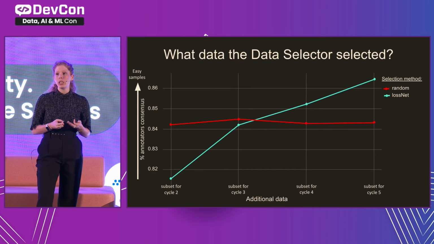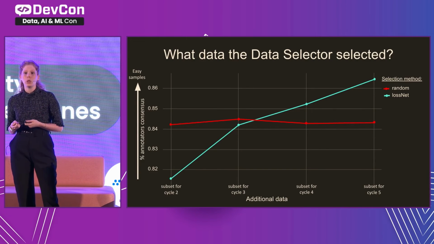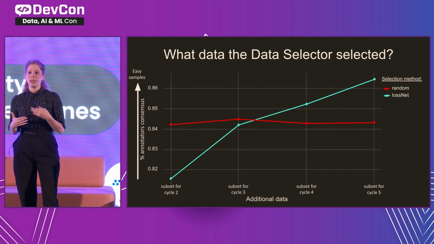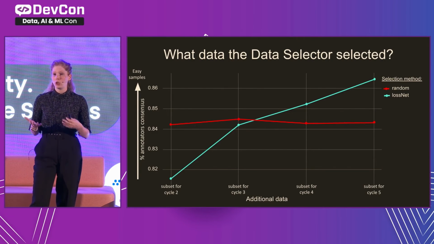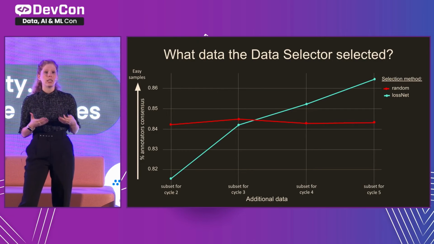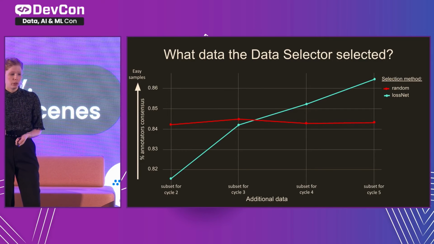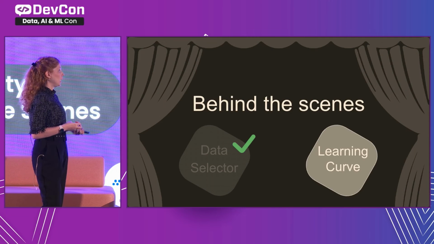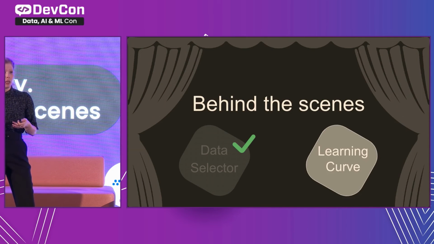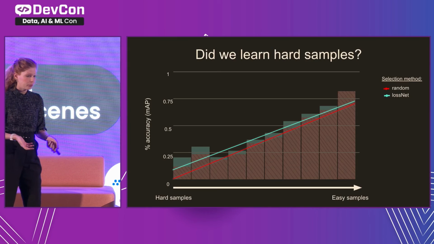The red line is, again, random sampling, and the blue line here represents the loss prediction network. And we can see here the expected behavior, exactly what we want. We get a graph that increases over time for the entire graph, which means that every time we execute our data selector, it shows the hardest sample that it has at this time point. So in this case, our data selector behaves as expected. And now let's see where our improvements come from.